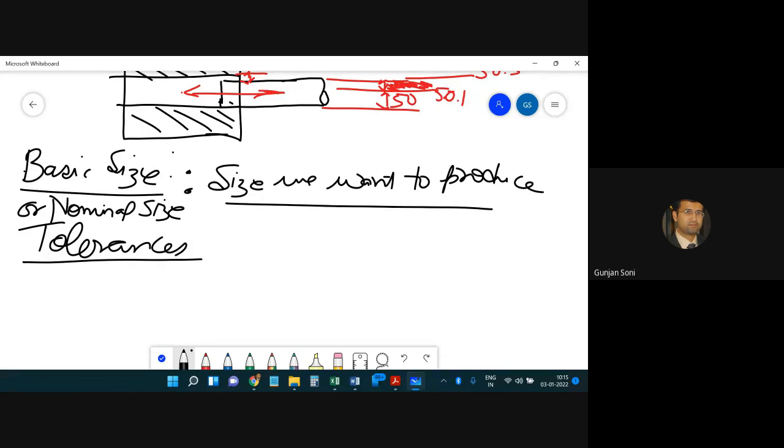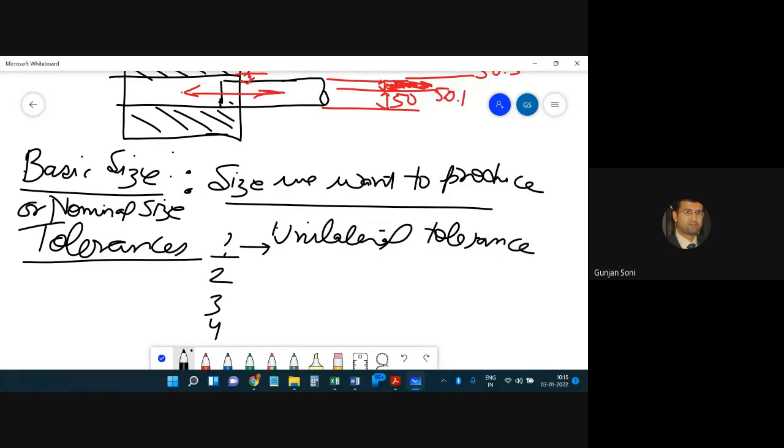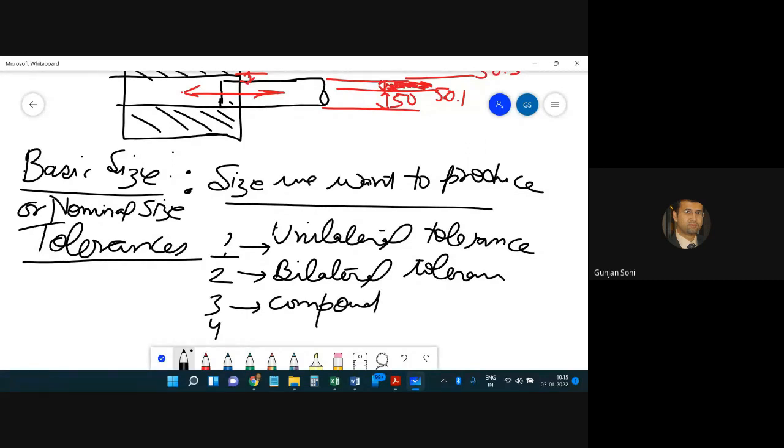So tolerance can be classified under 4 categories. You can have unilateral tolerance. You can have bilateral tolerance. Then you can have compound tolerance. And then you can have geometric tolerance. So let's talk about each of them one by one.